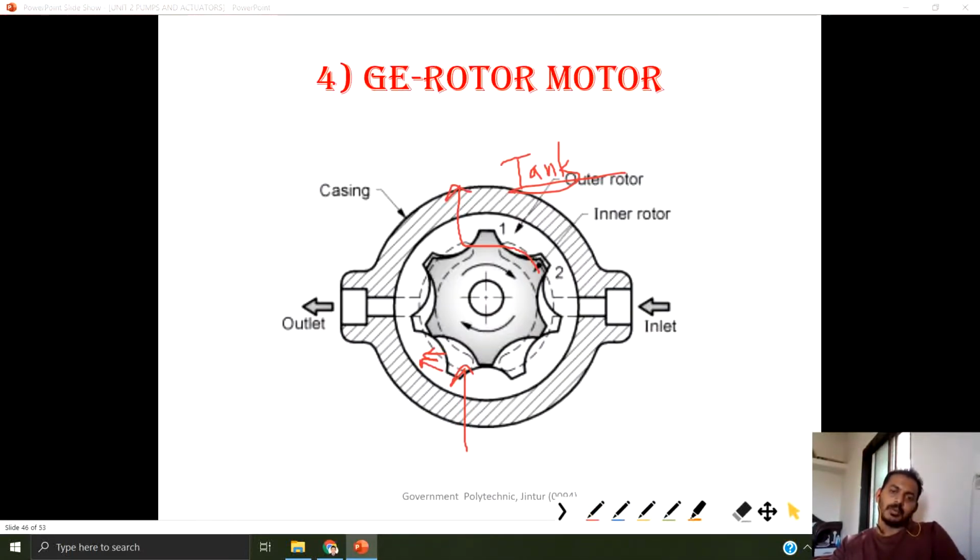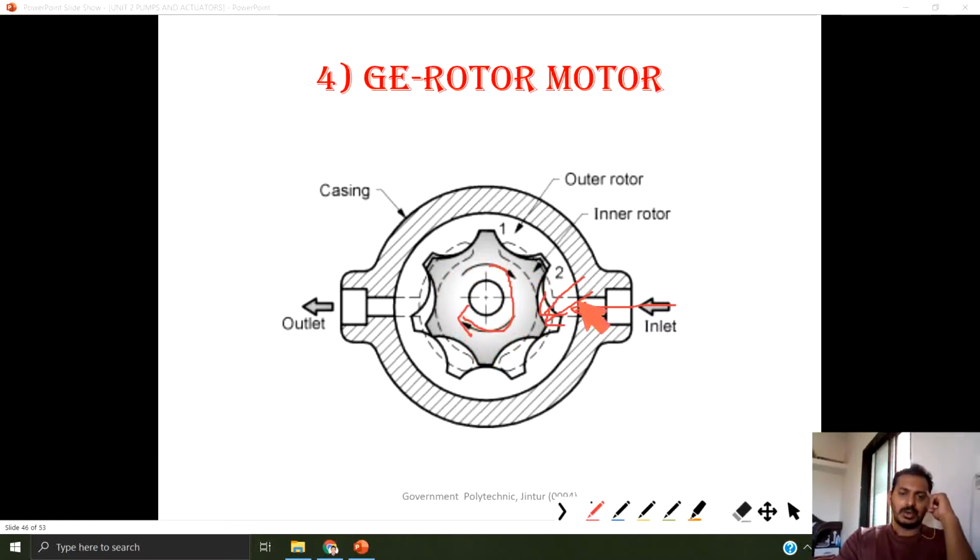Now, the gerotor type of motor. In a gerotor type of motor, how does it work? We are having an inner rotor and an outer rotor. The inner rotor has one tooth less than the outer rotor. If I am giving the pressurized fluid from this inlet side, then it is filling the pocket, and pressure force is exerted on the tooth of the inner rotor. So it is moving this inner rotor in the anti-clockwise direction, and we are getting the continuous rotation of this inner rotor.